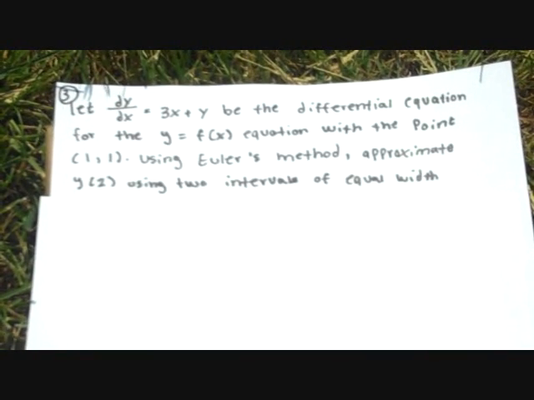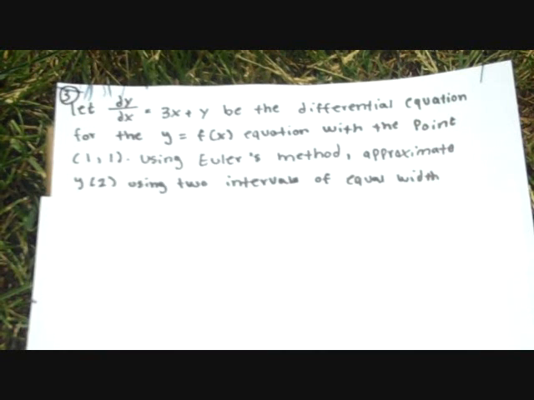Alright, time for the second problem. Let dy/dx equals 3x plus y be the differential equation for the y equals f of x equation with the point (1,1). Using Euler's method, approximate y of 2 using two intervals of equal width.